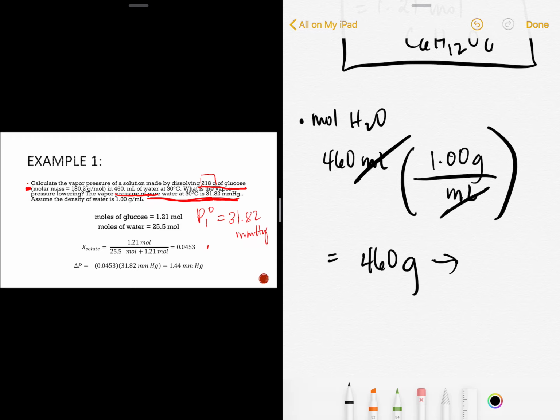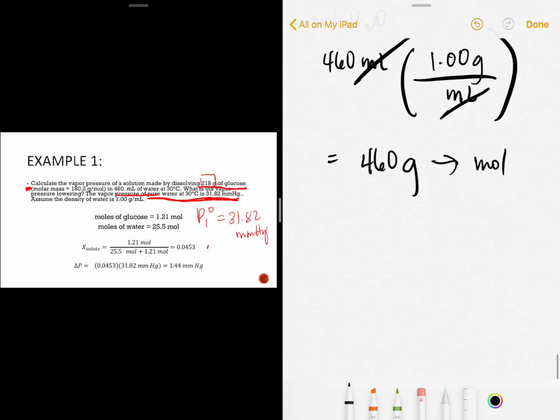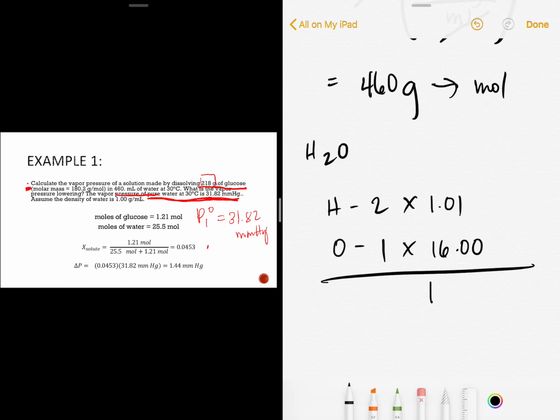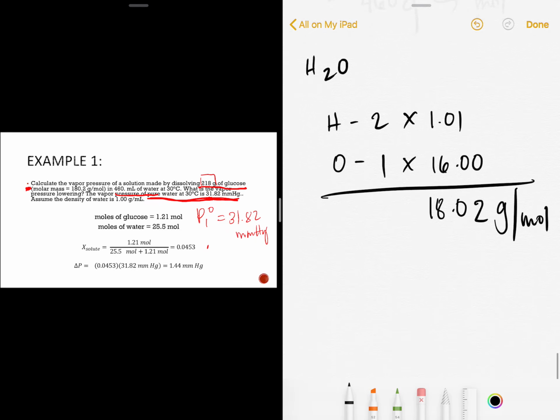Now, you can now convert this to mole kasi naka-grams na siya. What is the molecular weight of your water? So, H2O, you have 2 atoms of hydrogen, 1 atom of oxygen. Multiply this by its atomic weight in the periodic table. This is 1.01 and this is 16.00. If you use 15.99, it's okay. Maliit lang yung discrepancy. So, the total of this is 18.02 grams per mole.